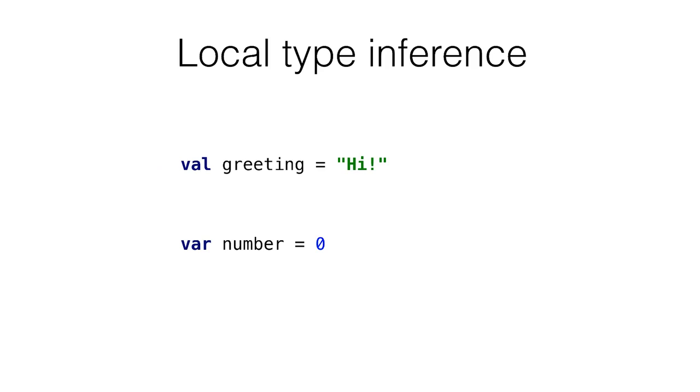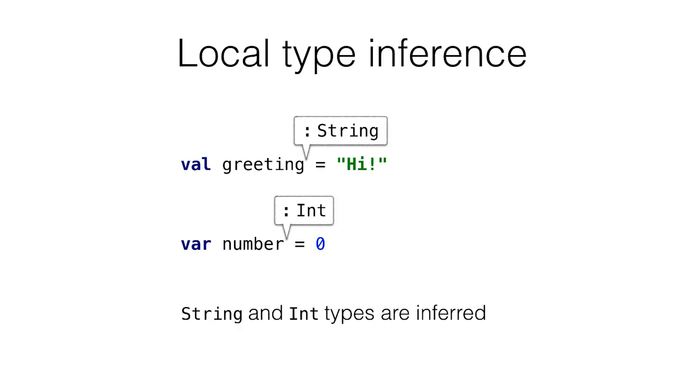In Kotlin, you can omit the types of variables and the compiler will infer the types for you. Here we omitted the types of these two variables and they are inferred automatically by the compiler. Kotlin is a statically typed language, which means that every variable, every expression has a type. Even if you omit the type, the compiler just infers it for you.